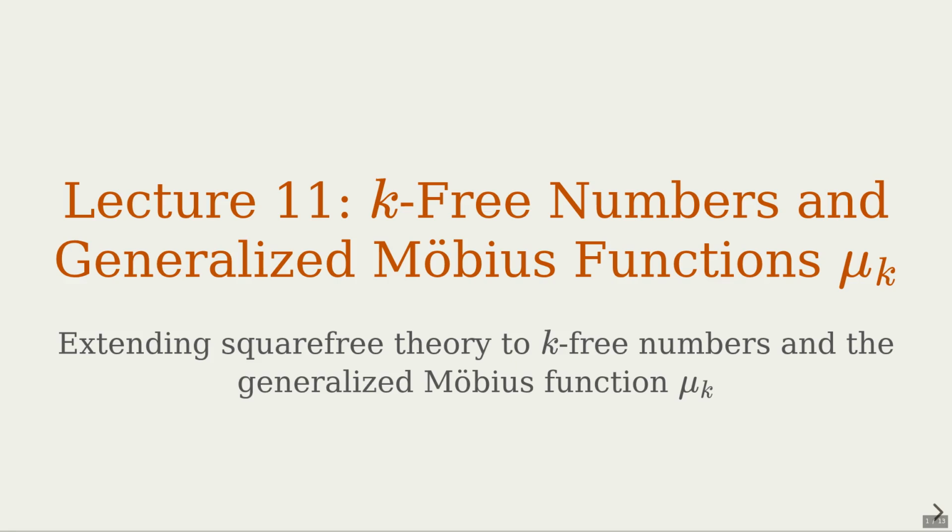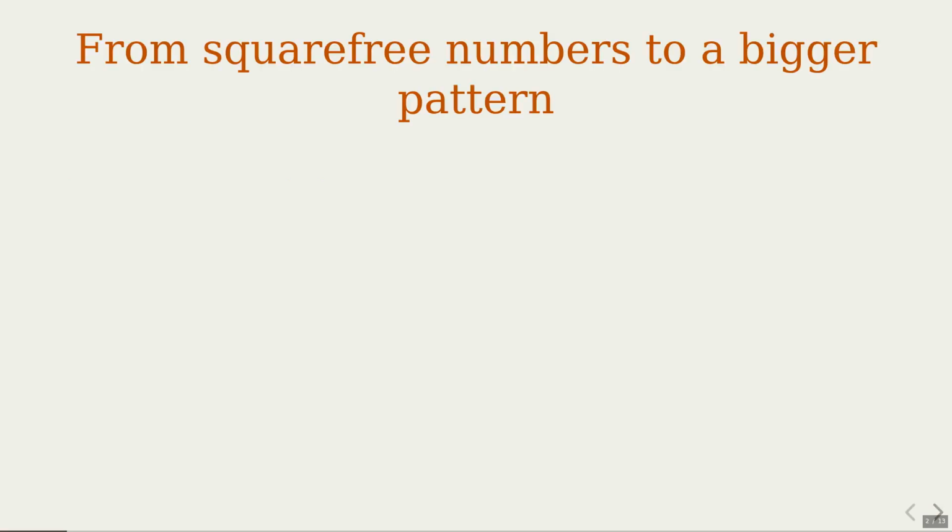Welcome, everyone. Today, we'll explore k-free numbers and the generalized Möbius function, diving into fascinating connections with square-free theory. Last time we showed that square-free integers have density 6 over pi squared, which can also be written as 1 over zeta of 2. So a bit more than 60% of integers are square-free, and that magic constant came from zeta of 2.